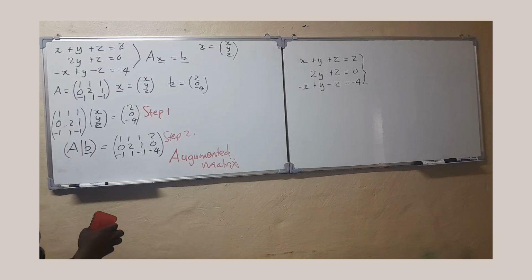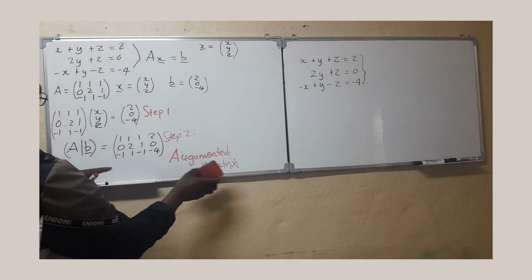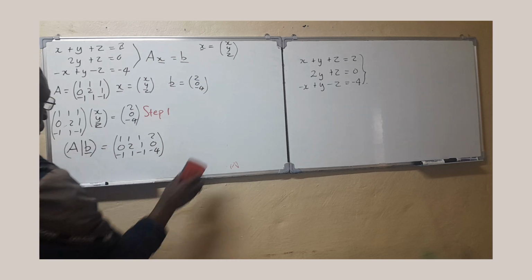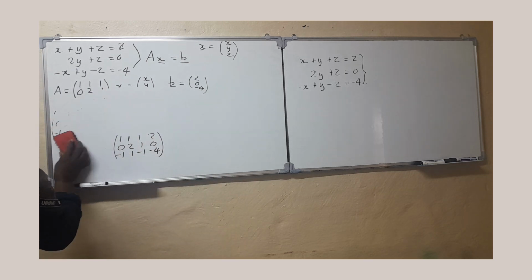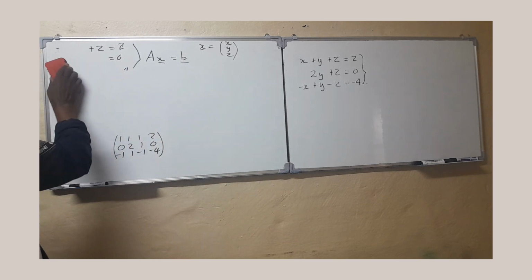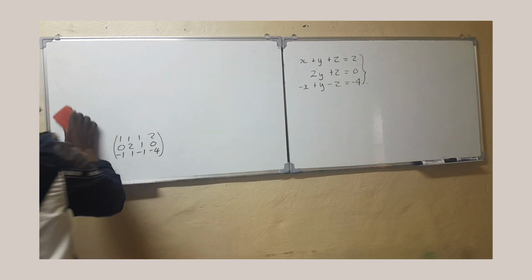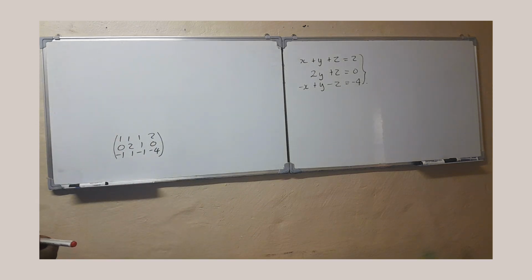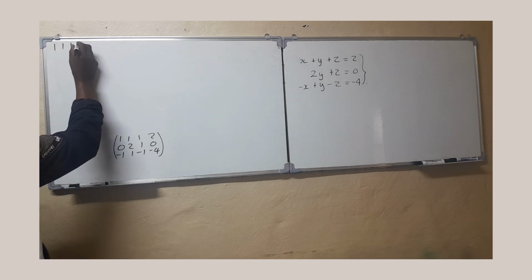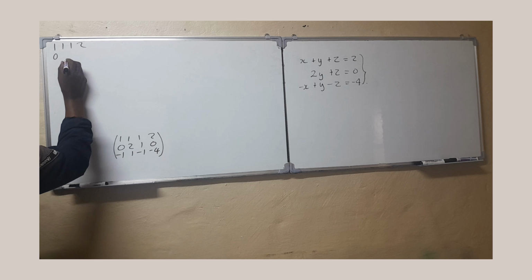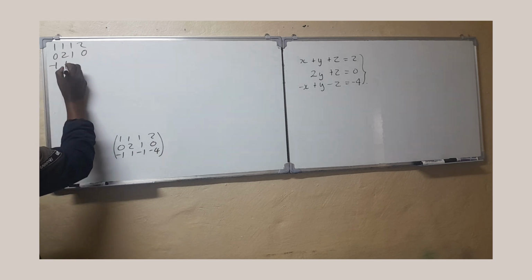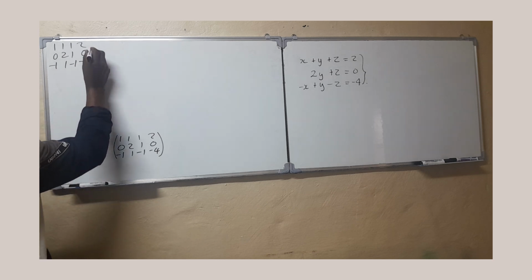I will need my augmented matrix, but everybody else can go. I will leave it here so I can copy it once the board is clear. Okay, we have it over there, so we don't need all this. First of all, let's copy our augmented matrix here. It's 1, 1, 1, 2, 0, 2, 1, 0, minus 1, 1, minus 1, minus 4.